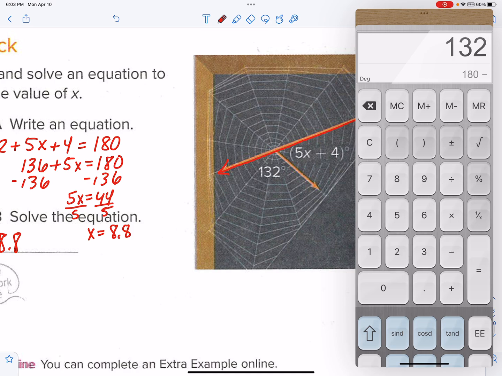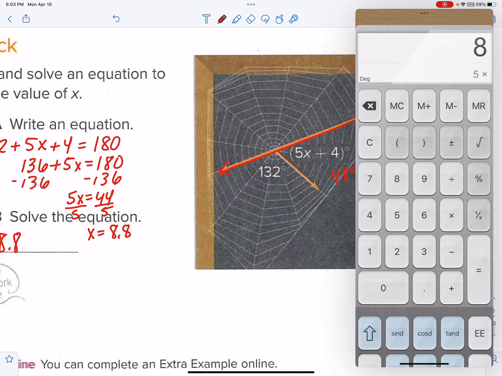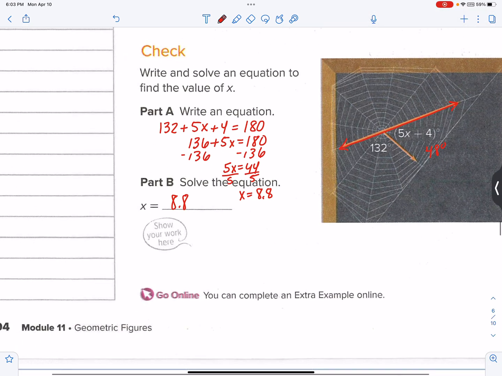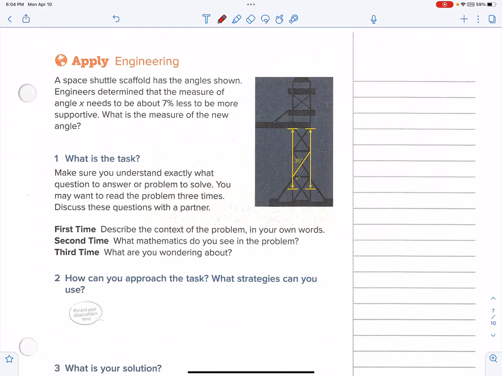132, sorry. And we would have 48 degrees on this side because they're supplementary to each other. Okay, so let's just double check. So 5 times 8.8 plus the 4, and you can see we still get the 48 degrees. All right, down here, last little bit here.